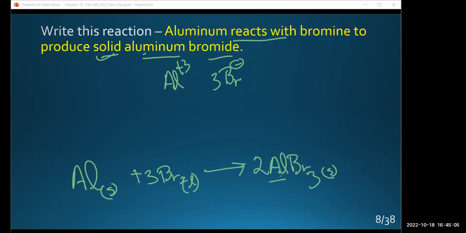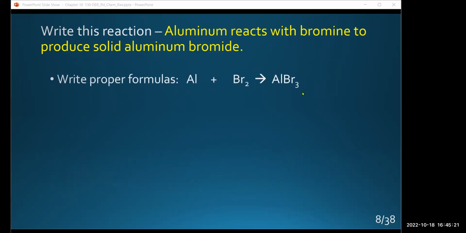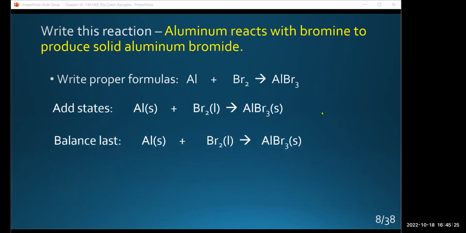But in doing so, it increased my aluminum quantity. So no problem. We just simply put a 2 in front of aluminum. And now we have a balanced chemical reaction of aluminum reacting with bromine to yield solid aluminum bromide. Now, again, when we're doing this, keep an eye on these ratios, because we will be using them down the road.